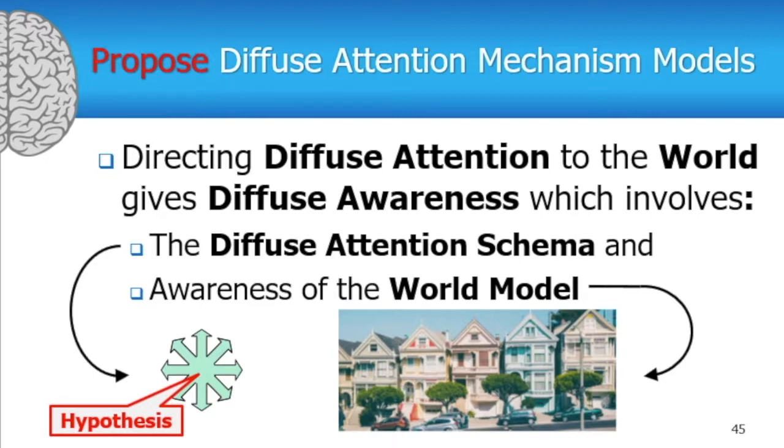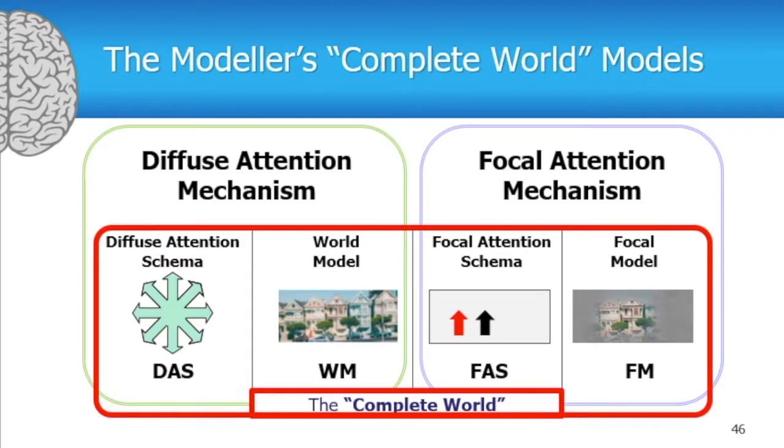We have now described two models for the focal attention mechanism and two models for the diffuse attention mechanism, and all these models are created by the modeler. Let's look at those four models that the modeler creates. We will call these four models the modeler's complete world, since it creates and updates all four of these models, not just the world model. We have two different attention mechanisms, and each mechanism contains an attention schema and a model of the object being attended.